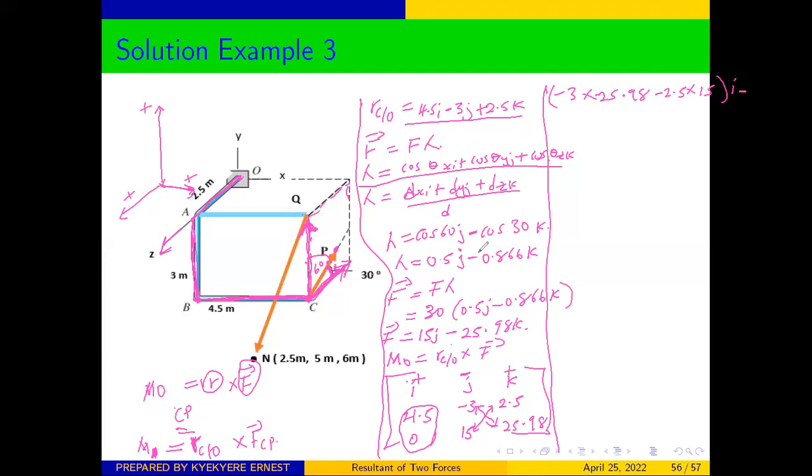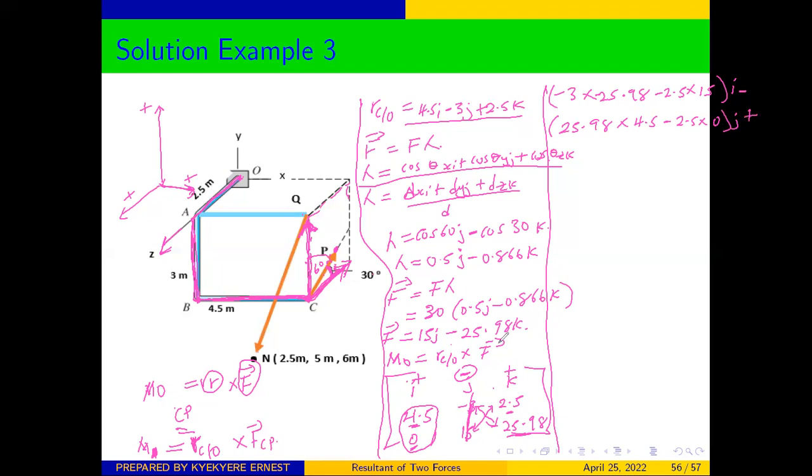Then minus, for our J. So minus our J component, we take away everything in the J section and are left with the I and the K. So this times this minus this times that. So we are going to get 25.98 times 4.5 minus 2.5 times 0 J.